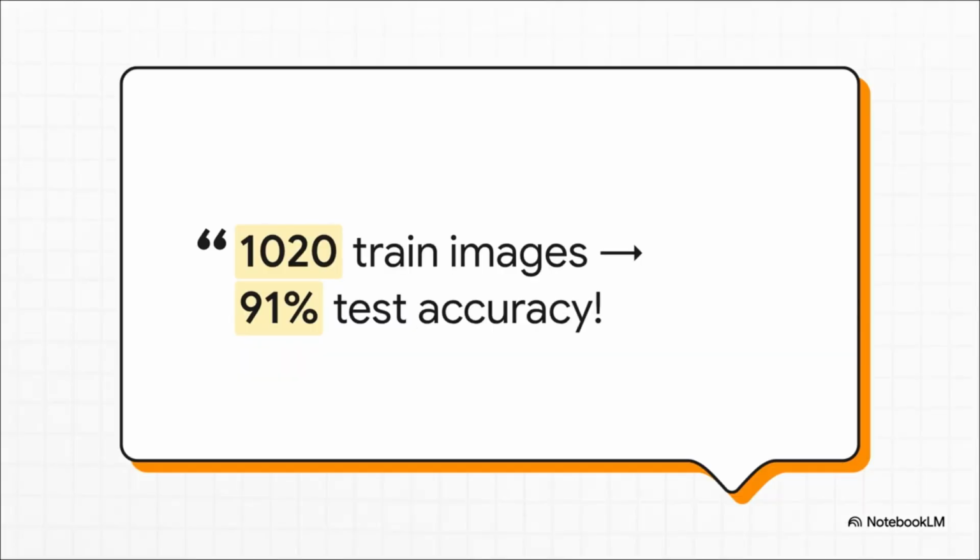I mean, just let that sink in for a second. We're talking about just over 1,000 training images, leading to over 91% accuracy on a test with 102 different categories. That is just a phenomenal, absolutely incredible return on your data.